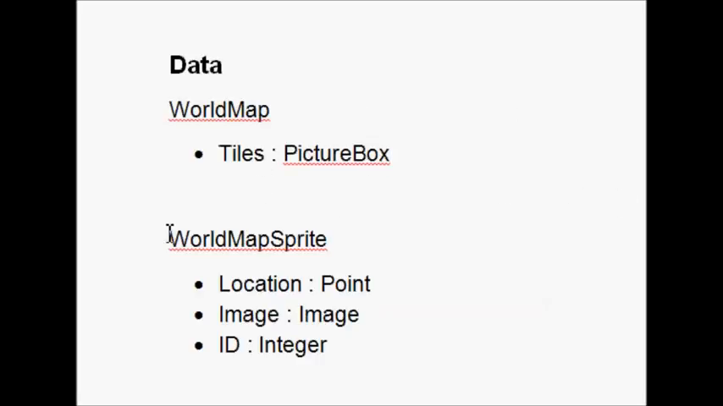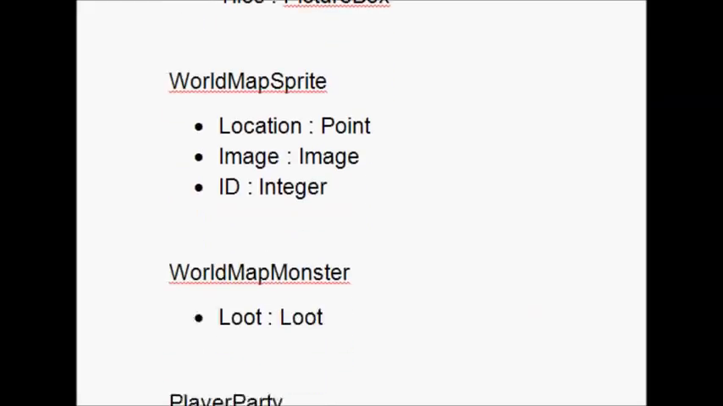Secondly, we have a world map sprite class, which is going to have a location of the point data type, which is an X and Y coordinate, an image of the image data type, which is a bitmap, and it's already built into the C# .NET framework, and an ID, which is going to be of the integer data type, which will allow us to do unique behaviors based on the world map sprite. For example, if we had an orc, we give it an ID of 1. So if we collide with something of an ID of 1, we can say, oh, it's an orc, so we're going to fight it. But if it was a chest, we could give it an ID of 2, and we'll say, okay, if it's ID of 2, then we're going to do something different. Obviously we're not going to fight a chest. So it allows us to have a lot more flexibility with the world map sprites that we're going to encounter in our game.